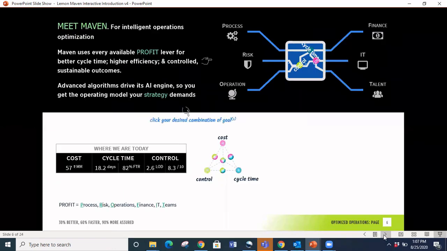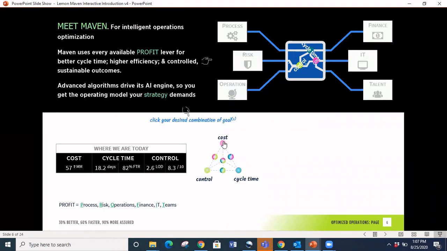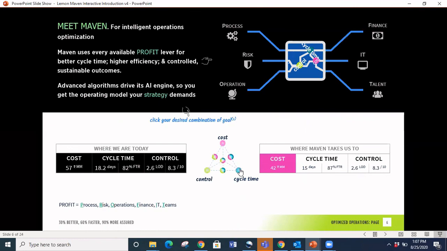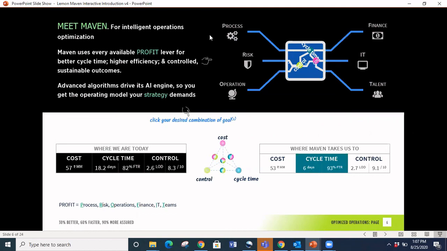With Maven and Maven's operational optimization methodology, leaders can achieve whatever combination of cost, cycle time, and control goals they are looking at. So if they are solving for cycle time, they can look at all the possible opportunities under PROFIT, or all the possible changes or initiatives they can undertake under PROFIT to reduce the cycle time without busting the cost and controls. If they are looking at solving for controls, they can look at all the possible things they can do under PROFIT to improve their controls without busting the other two metrics.